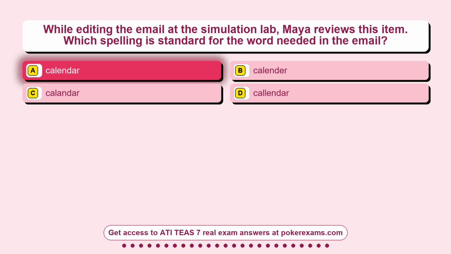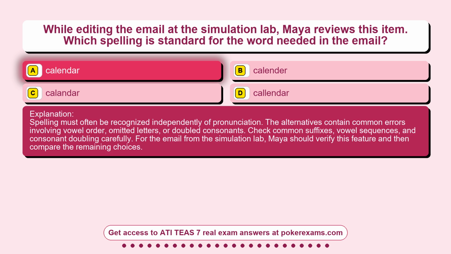Calendar. Spelling must often be recognized independently of pronunciation. The alternatives contain common errors involving vowel order, omitted letters, or doubled consonants. Check common suffixes, vowel sequences, and consonant doubling carefully. For the email from the simulation lab, Maya should verify this feature and then compare the remaining choices.